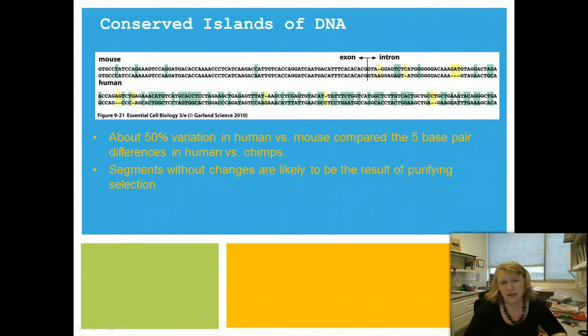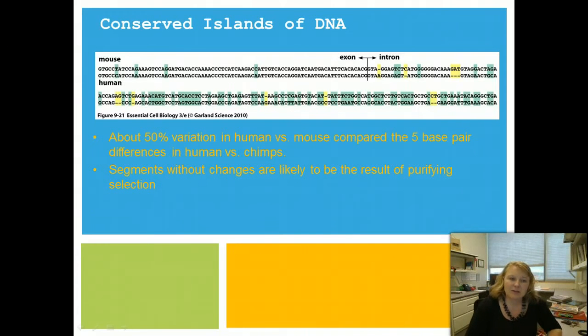So there's about 50% variation between the human and the mouse compared to the 5 base pair differences between human and chimp. So that's showing you that there's a significant genetic difference between us and a mouse and us and a chimp. And that makes sense if you look at even our physical traits, that there would be a significant difference even in size between the human and mouse genomes versus the human and chimp genomes.